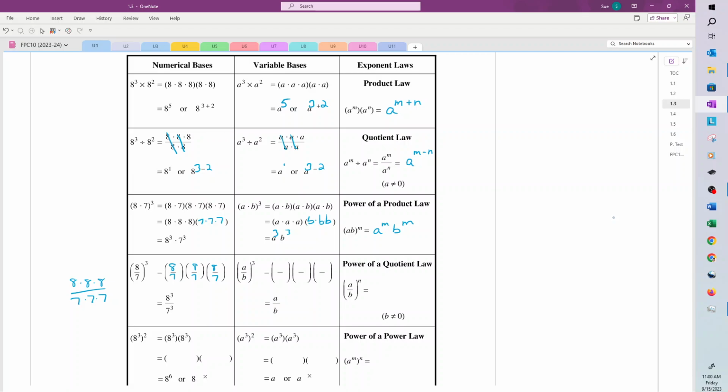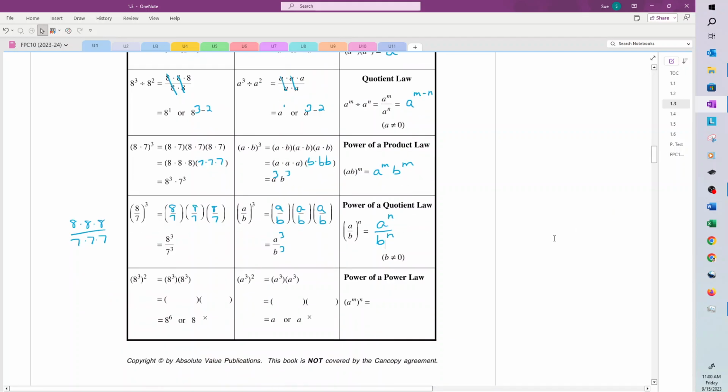Same thing here. This becomes a over b times a over b times a over b, which is a cubed over b cubed. So the rule in summary is that a over b all to the power of n becomes a to the n over b to the n.